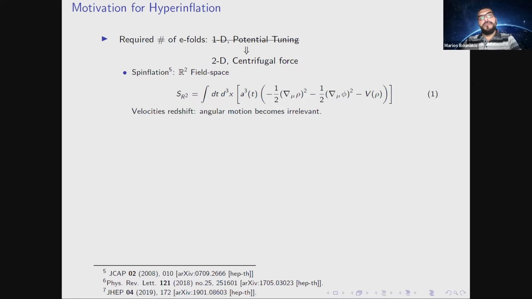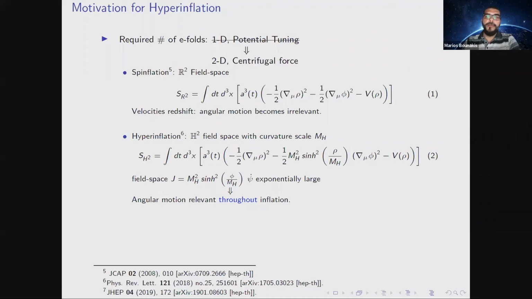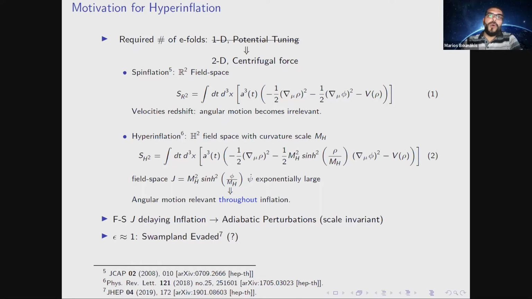A similar idea in which this regime has been placed in the hyperbolic two-dimensional space instead of a flat one, a space with curvature scale MH, has been proposed relatively recently. Now, the field space angular momentum can be exponentially large, and therefore the angular motion is relevant throughout inflation, providing the required number of e-folds. Since it is this field space angular momentum that is delaying inflation, the perturbations are adiabatic and almost scale invariant. This approach has been argued to result in a Hubble flow parameter of order close to 1, allowing inflation to maybe even evade the swampland.